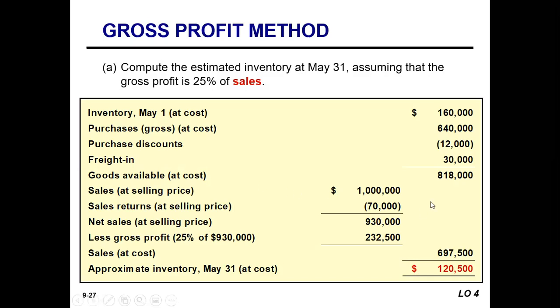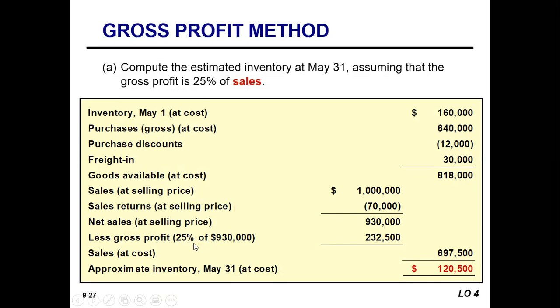So goods available at cost, again, 818. And then if we think about our selling price, remember we have sales dollars of $1 million, less sales returns and allowances gives us net sales of 930,000.